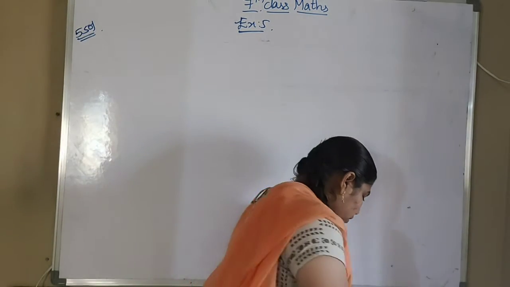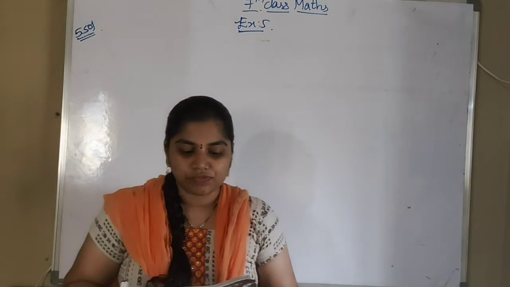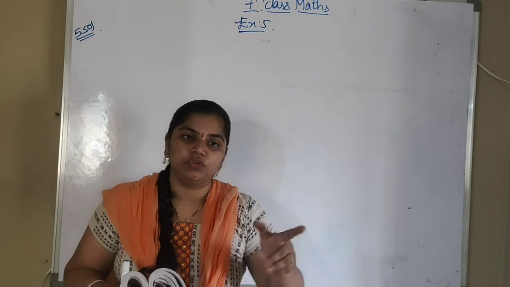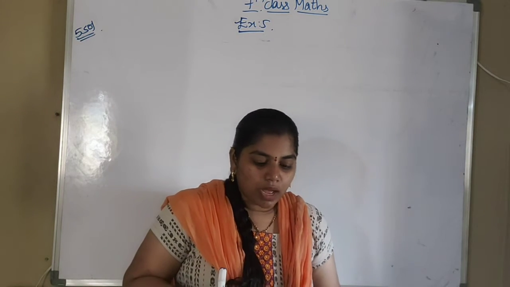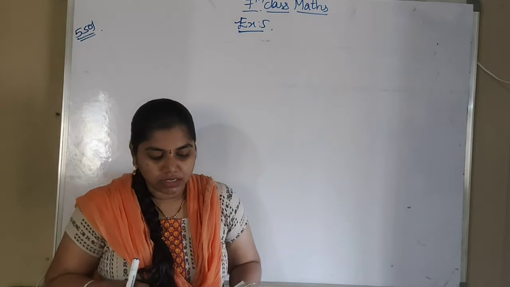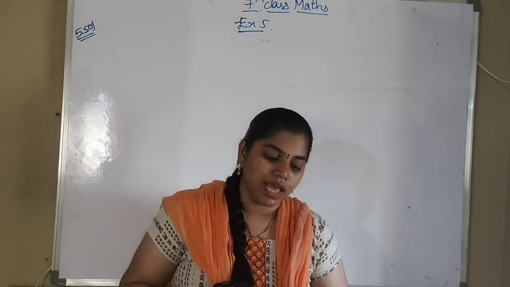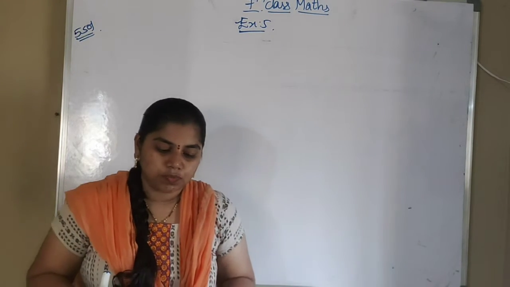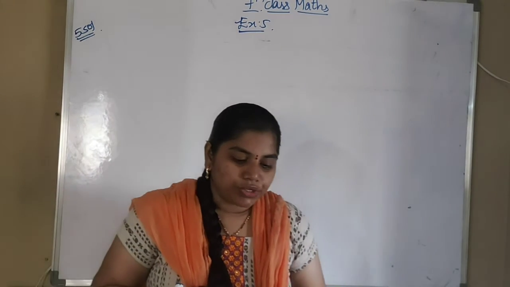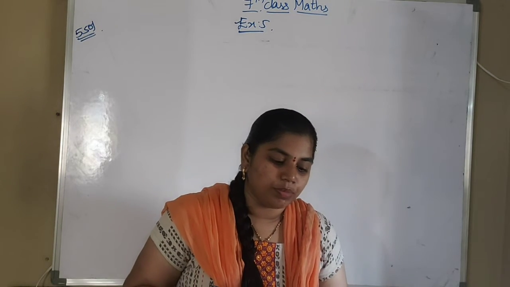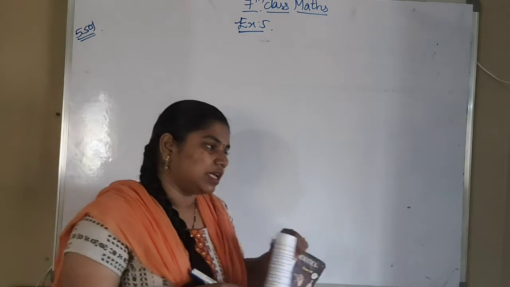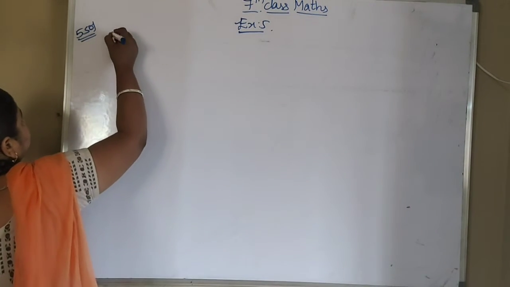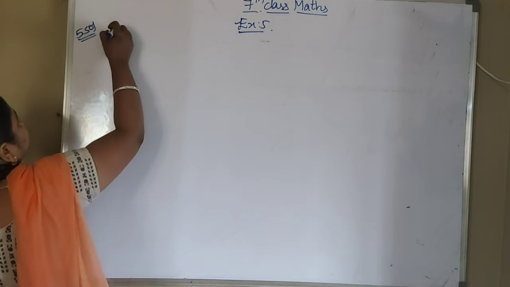So what is the fifth one? A farmer sold 2 bullocks for 24,000 each. On one bullock he gained 25% and on the other bullock he lost 20%. So find the total profit or loss percentage. We have to find whether it is a loss percentage or a profit percentage. Sold is nothing but selling price. Again they have given it in terms of selling price.